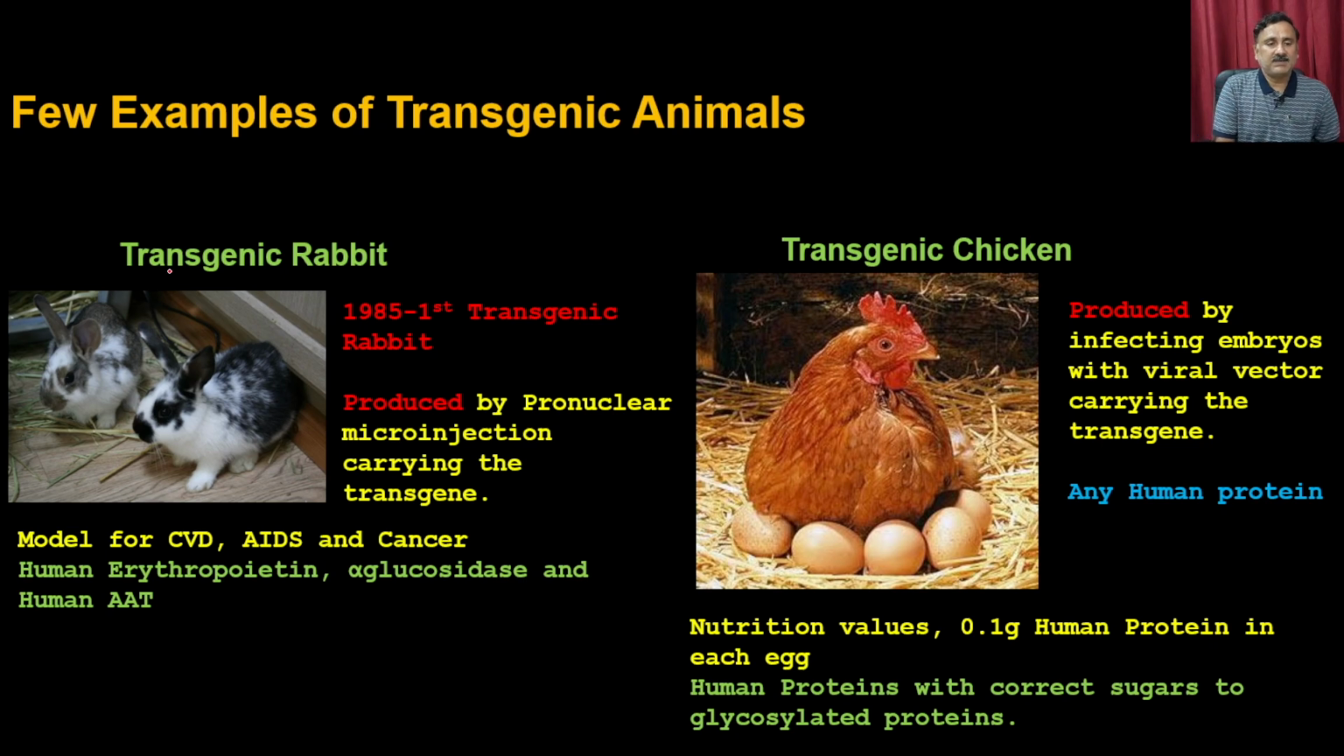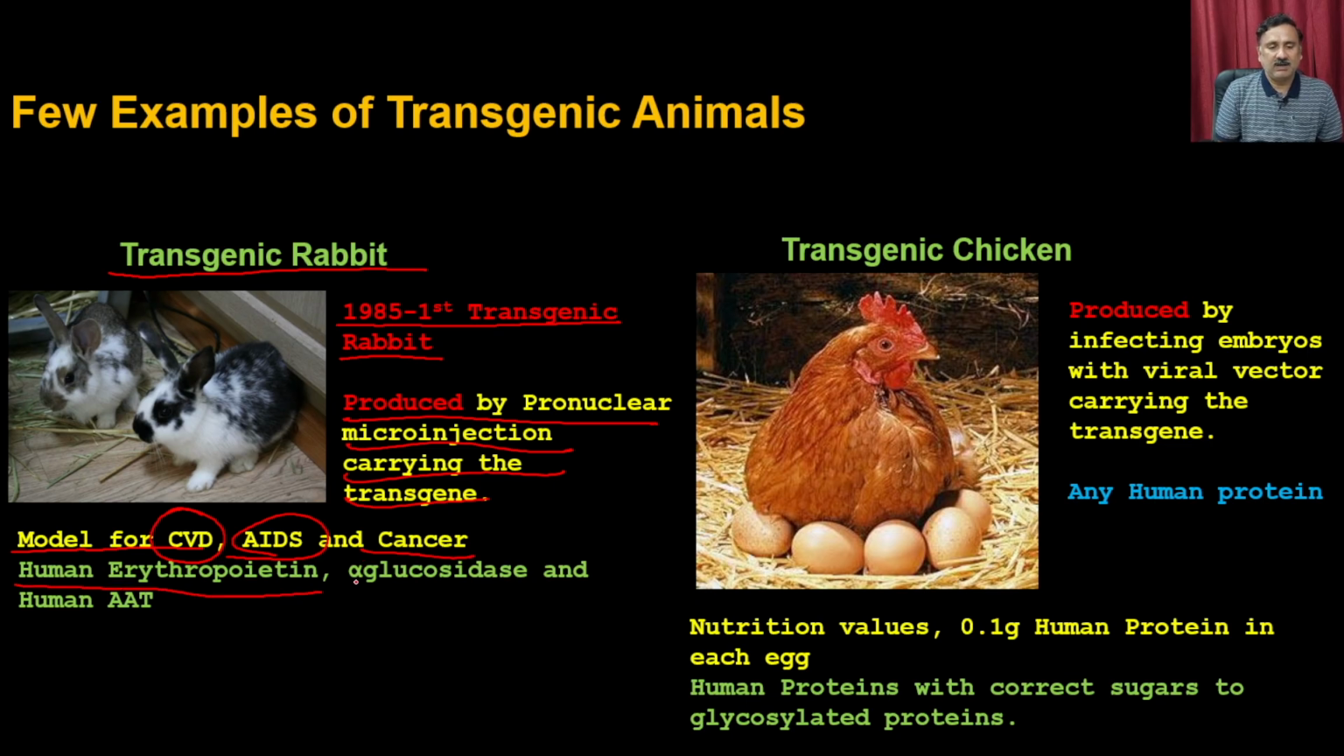Then we also have the transgenic rabbits, right. In the year 1985, the first transgenic rabbit was produced by pronuclear microinjection carrying the transgene. It is a model for cardiovascular diseases (CVD), AIDS and cancer, and human erythropoietin, alpha glucosidase and human AAT are the genes used for producing the transgenic rabbit. Depending upon the different types of proteins, you can develop the transgenic rabbit for different types of applications.